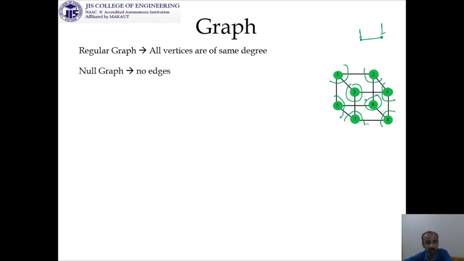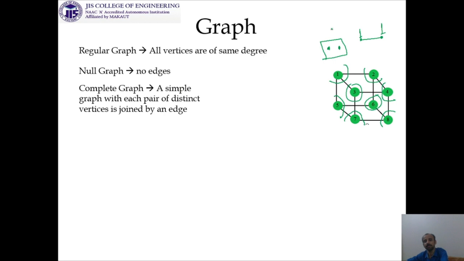Now what is a null graph? A null graph means a graph where there is no edge. That means if you are considering this one as a graph, then there is no edge but two vertices are there. Now what is a complete graph? It is very important. A simple graph, this is the most important part in a complete graph, that it has to be a simple graph. That means there will be no parallel edges in the graph, with each pair of distinct vertices joined by an edge. Means if you take any pair, you will get one edge for that pair.